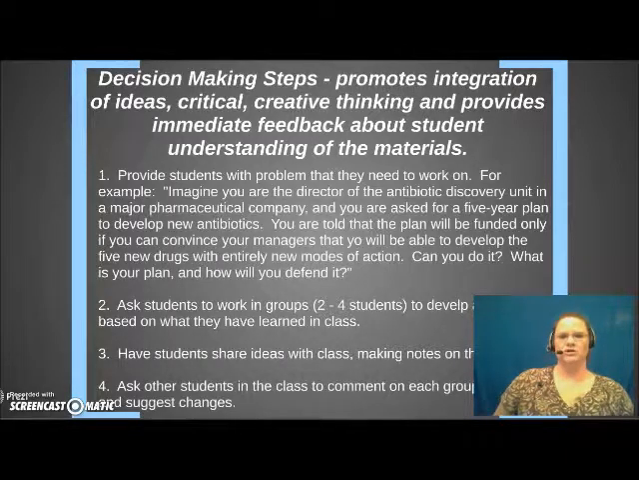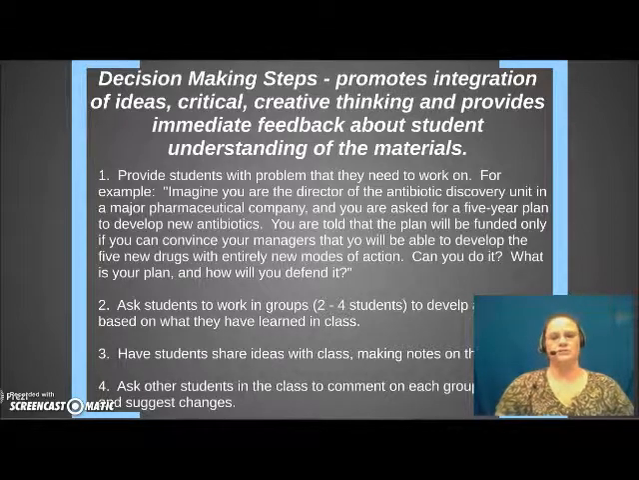We have a suggestion here on this slide. And then you would have the students work to develop a plan and then present the plan, make notes, and so forth, and present a proposal or suggestion, and then the other students would give feedback and suggest changes.